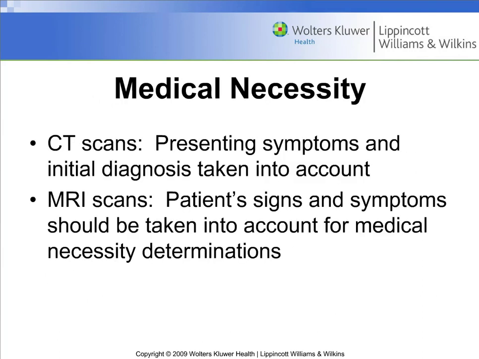In making medical necessity determinations for CT scans, you're going to take into account the presenting symptoms and the initial diagnoses. As well, with the MRI scans, you're going to take into account the signs and symptoms for your medical necessity determinations.